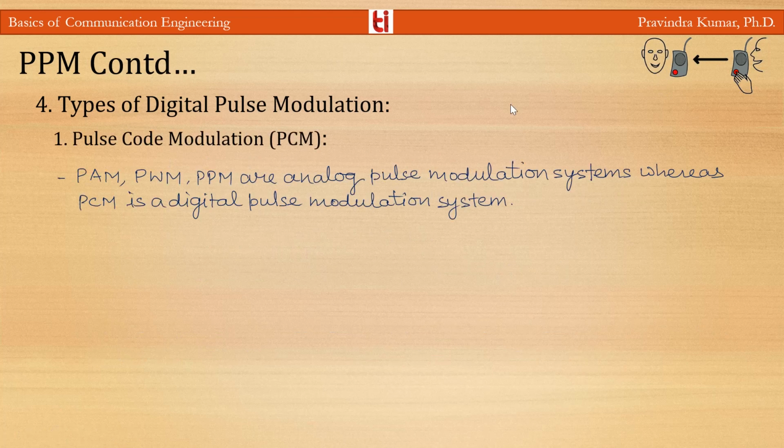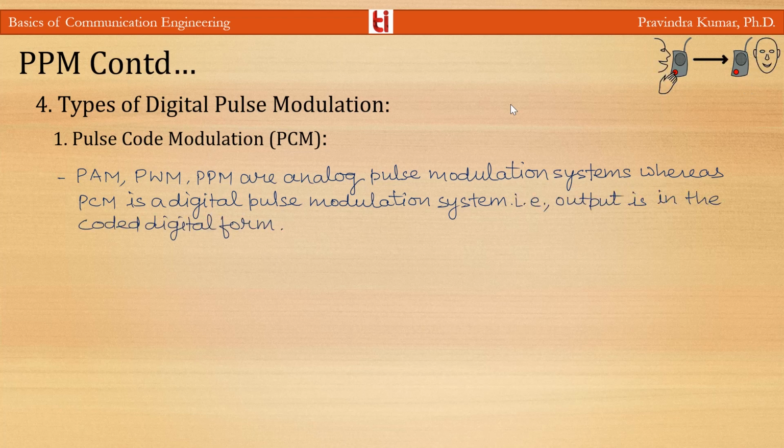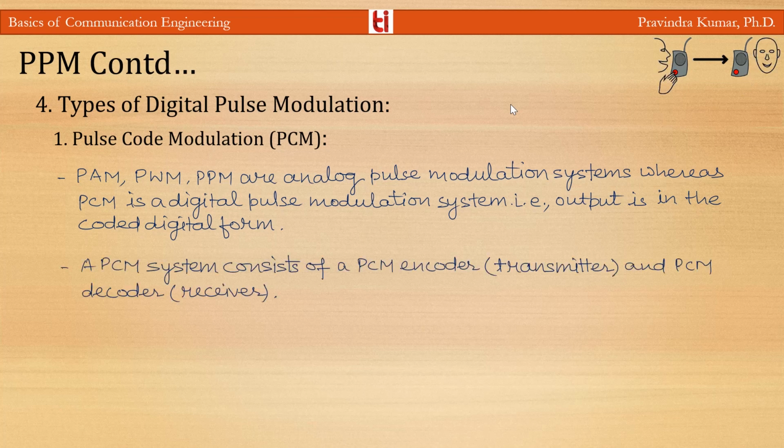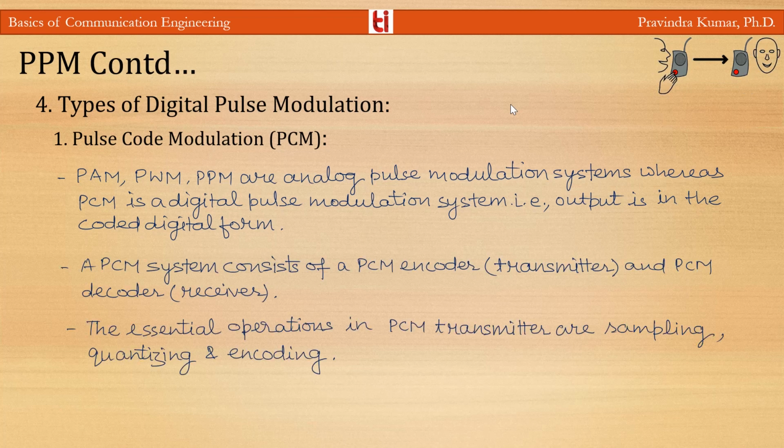PCM is a type of pulse modulation like PAM, PWM or PPM, but there is an important difference between them. PAM, PWM or PPM are analog pulse modulation systems, whereas PCM is a digital pulse modulation system. This means that PCM output is in encoded digital form and the information is transmitted in the form of code words. And a PCM system consists of a PCM encoder transmitter and PCM decoder receiver. The essential operations in the PCM transmitter are sampling, quantization, and encoding.